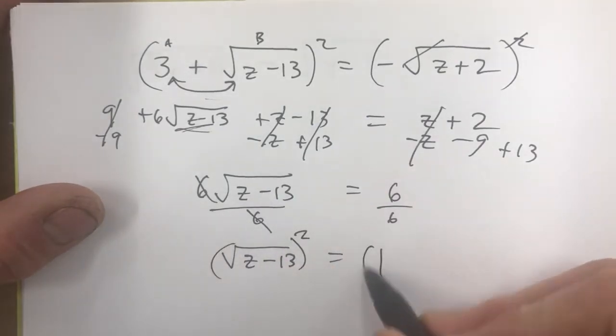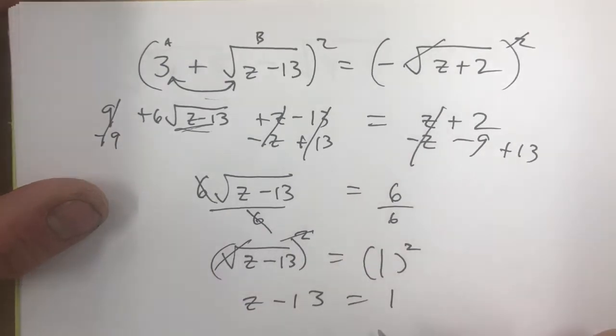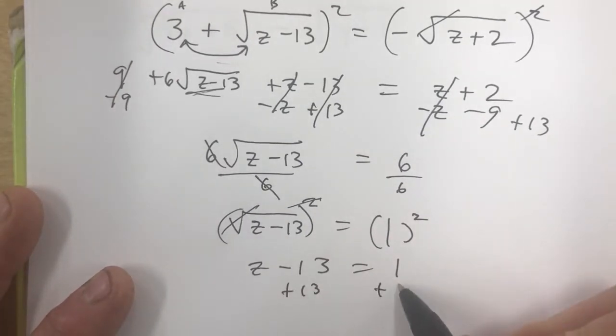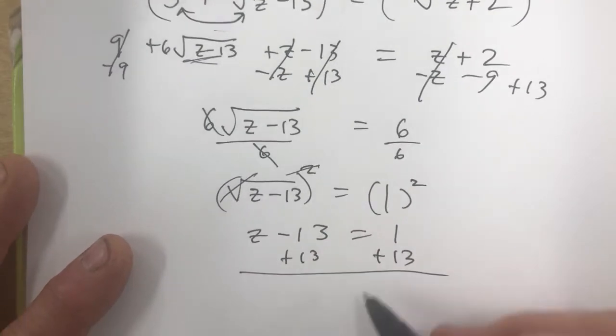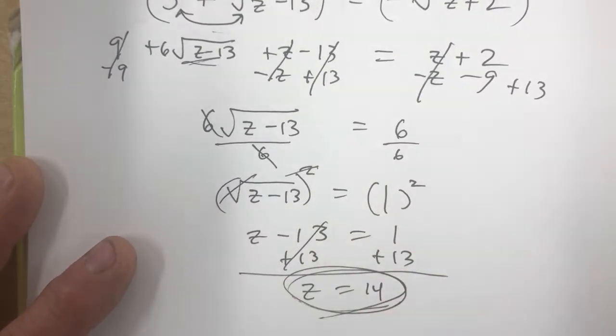So I square both sides, which makes this cancel, and I got z minus 13 equals 1 squared, which is 1. And now I can add 13, which makes this go away, and z equals 14. There you go. There's my answer.